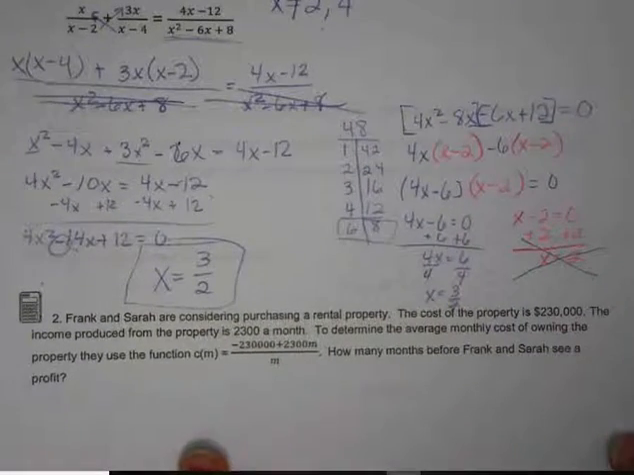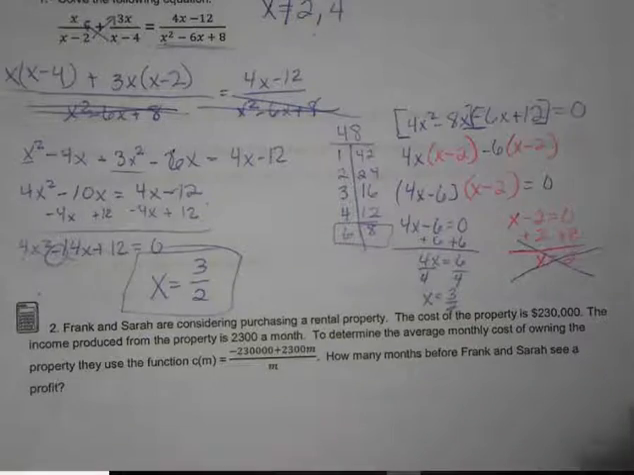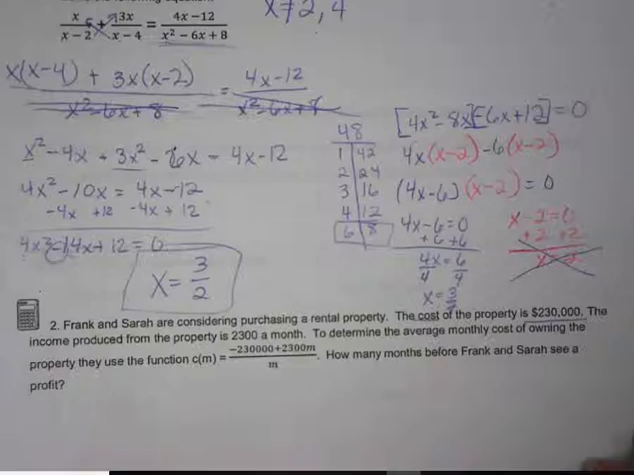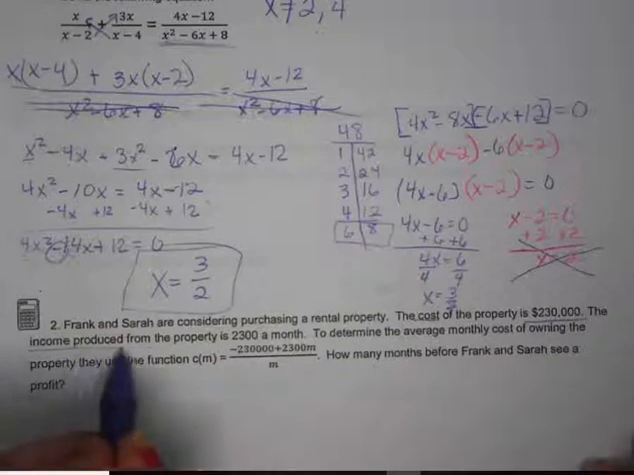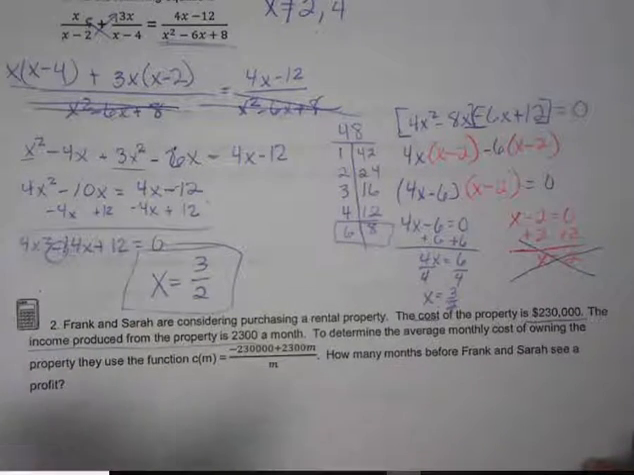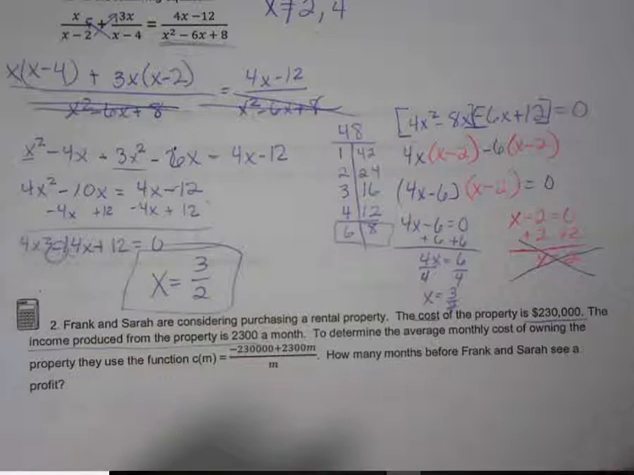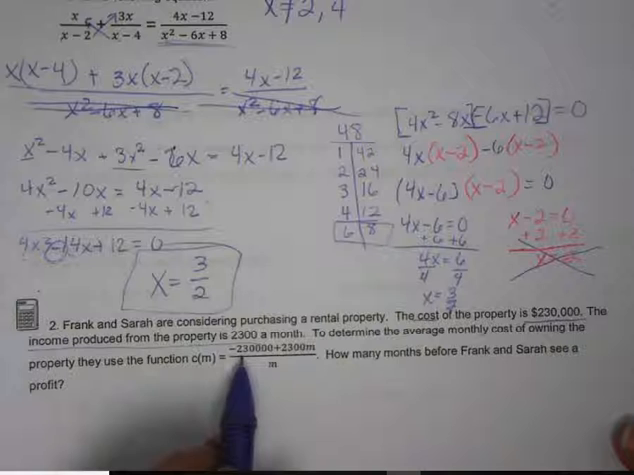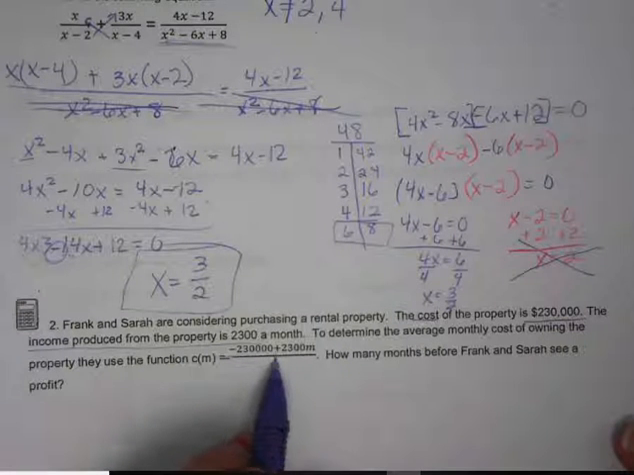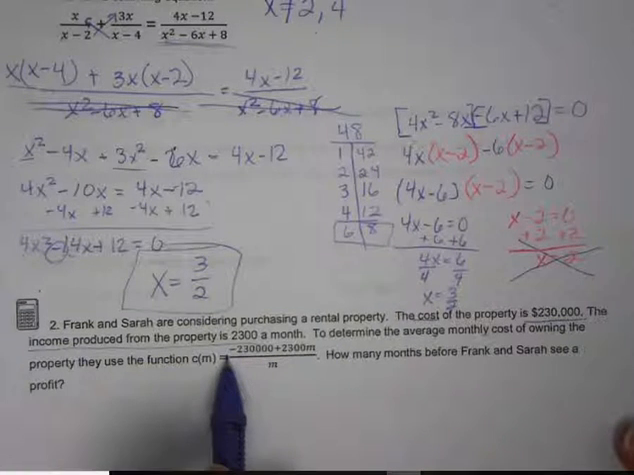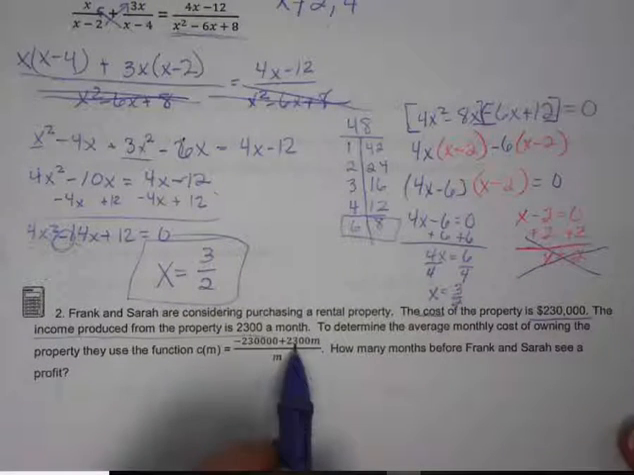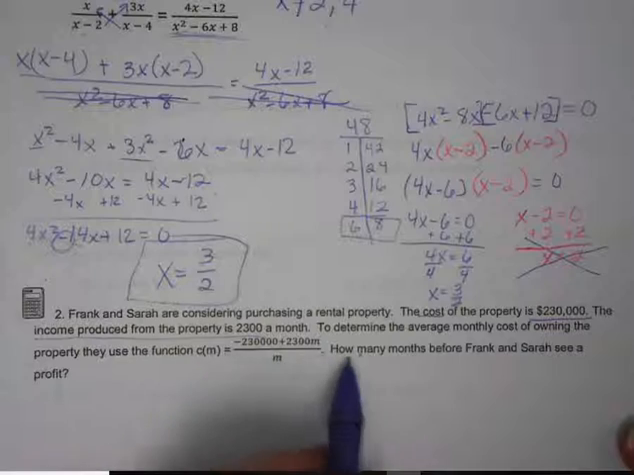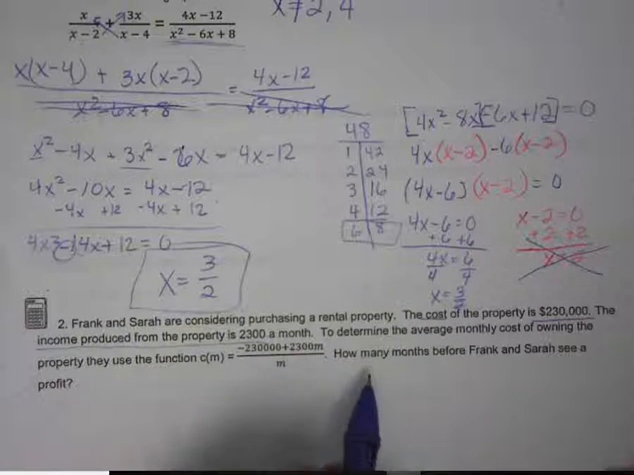So the next one is Frank and Sarah are considering purchasing a rental property. The cost of the property is $230,000. Income produced from the property is $2,300 a month. To determine the average cost of owning the property, they use the function C of M is equal to negative $230,000, and it's negative because they have to pay that out of pocket, plus 2,300 M divided by M. How many months before Frank and Sarah see a profit?